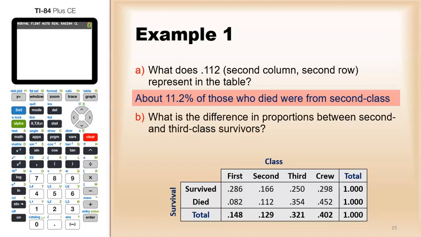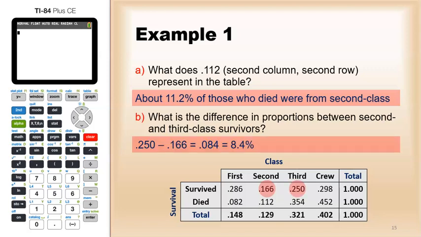Now, what is the difference in proportions between second class and third class survivors? Well, the proportion of survivors that were in second class is 0.166. The proportion of survivors that were in third class is 0.25. So if you subtract them, you get about an 8.4% difference.